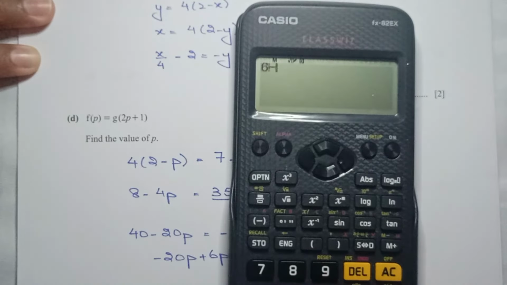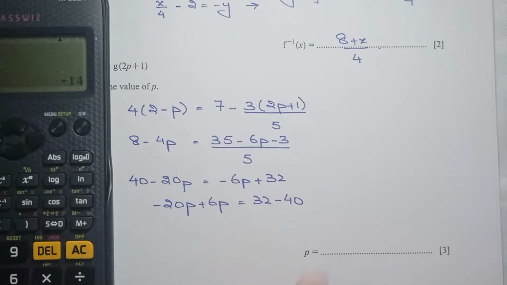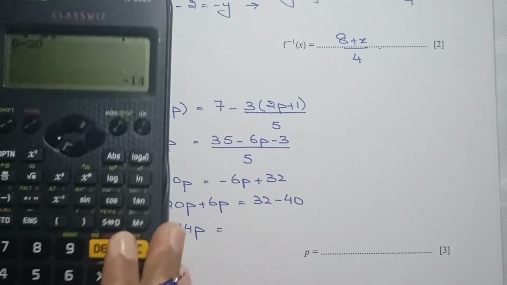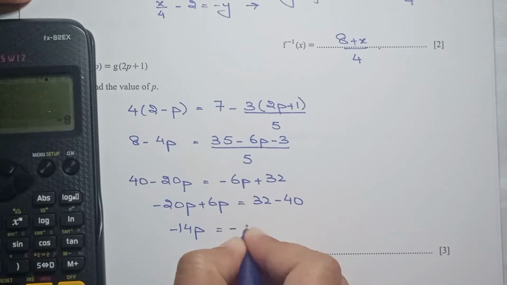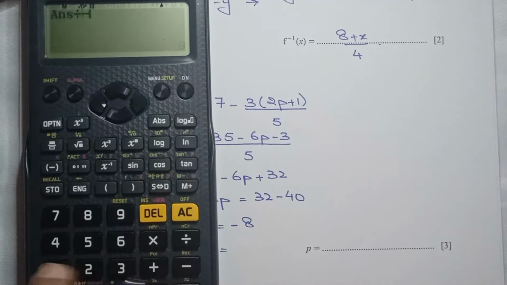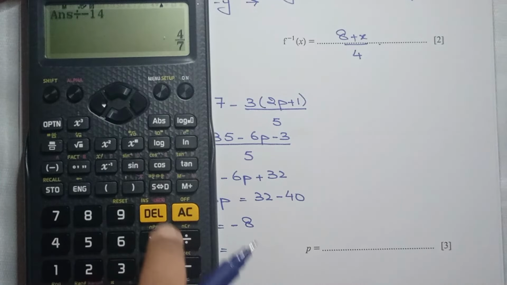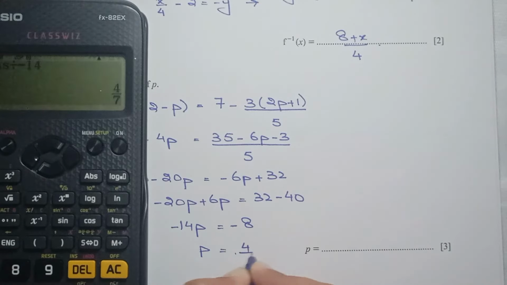So we have 6 subtract 20. This would be negative of 14p. This would be equals to 32 subtract 40, which would be negative of 8. So p would be equals to negative 8 divided by negative of 14. It would be 4 by 7. Yes, keep it as it is. 4 by 7 is the value for p.